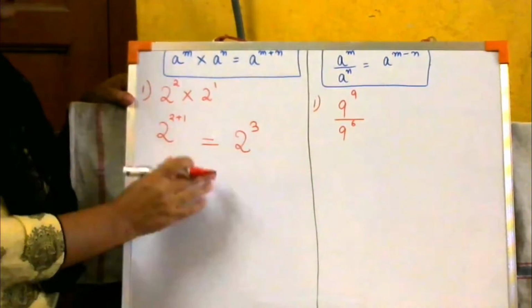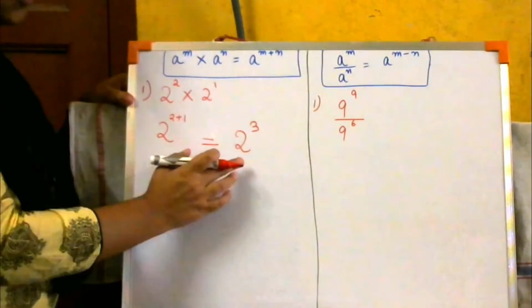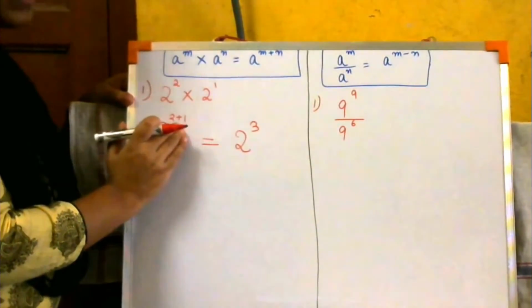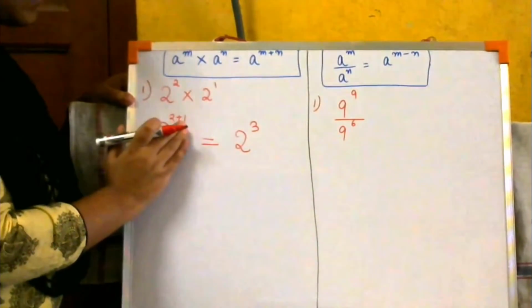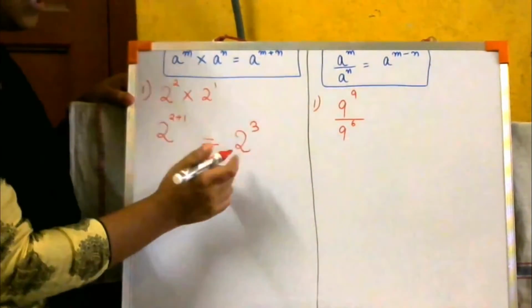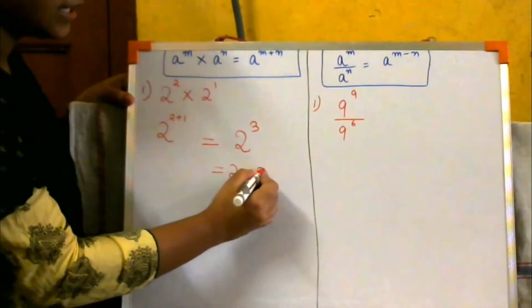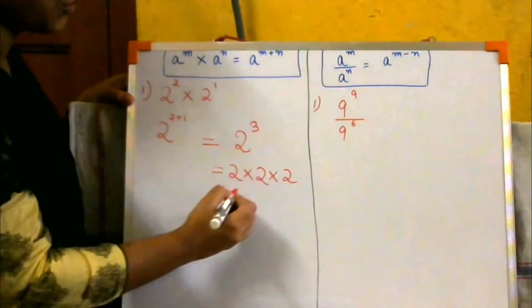I guess this you know. 2 plus 1 equals 3. So 2 to the power 3. We are not doing anything to the base; whatever work there is will be done with the power. So 2 plus 1 is 3, 2 to the power 3. Again, 2 to the power 3 means how many times is 2? 3 times. So 2 into 2 into 2.